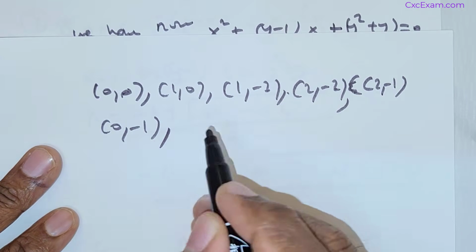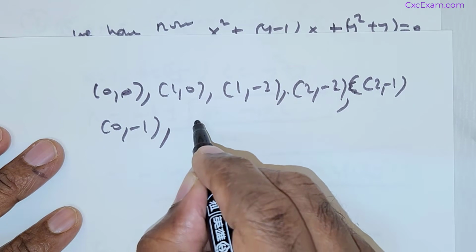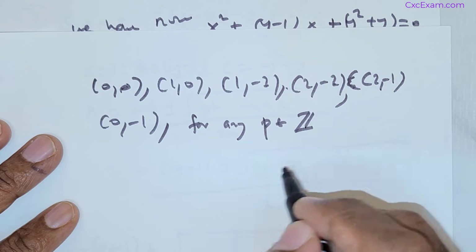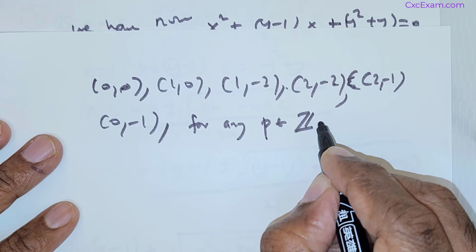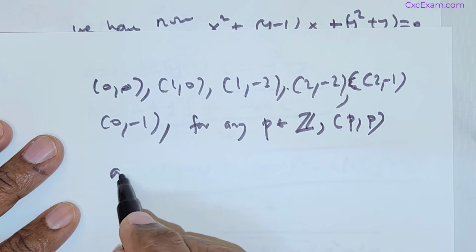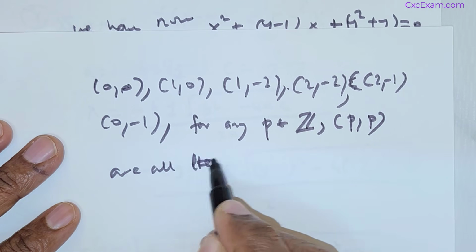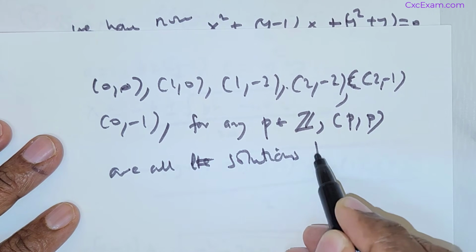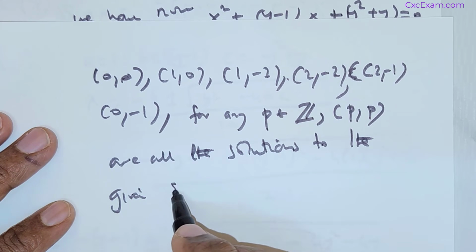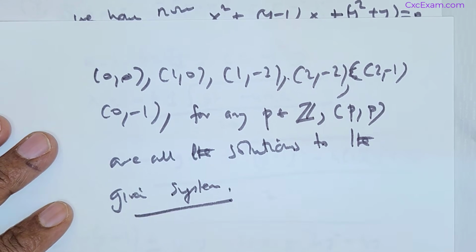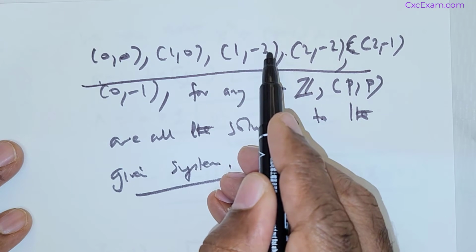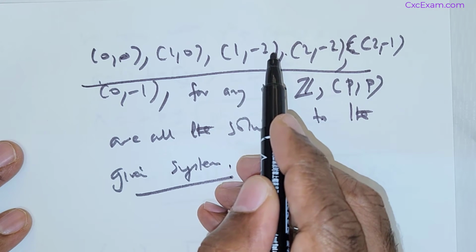Okay, plus for any p element of C, such that you have p, p are all the solutions to the given system. Okay, so that is the conclusion. This is 1, negative 2.